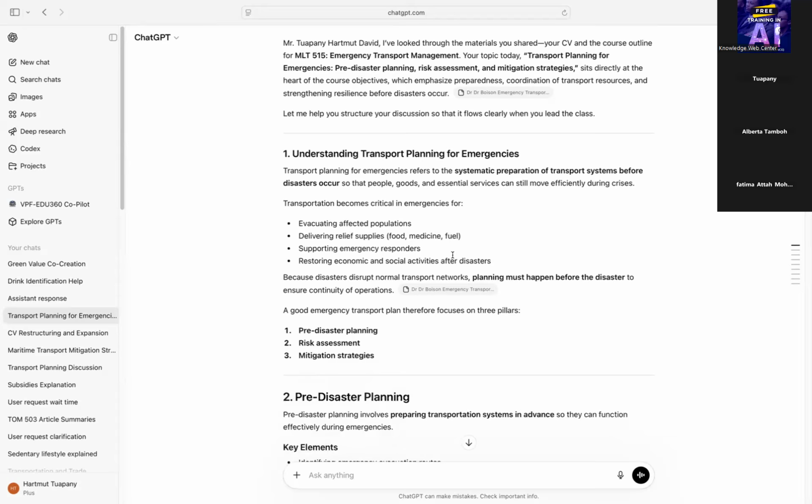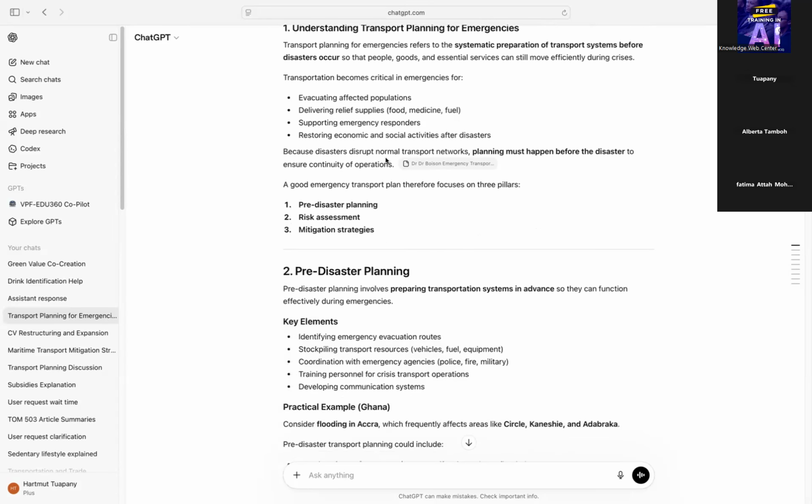1, understanding transport planning for emergencies. It says that transport planning for emergencies refers to the systematic preparation of transport systems before disaster occurs so that people, goods, and essential services can still move efficiently during crisis. Transportation becomes critical in emergencies for evacuating affected populations, delivering relief supplies such as food, medicine, fuel, supporting emergency responders, and restoring economic and social activities after disaster. Because disasters disrupt normal transport networks, planning must happen before the disaster to ensure continuity of operations.